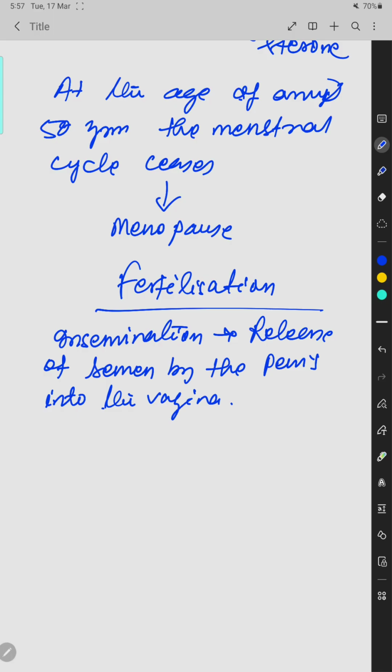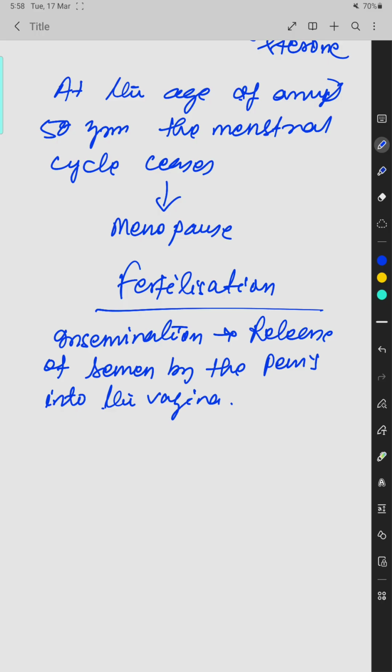Now, you know that the semen contains sperms, and for a healthy fertilization, you should know what percentage of sperm should have normal shape and size, and how much sperm should have vigorous motility.